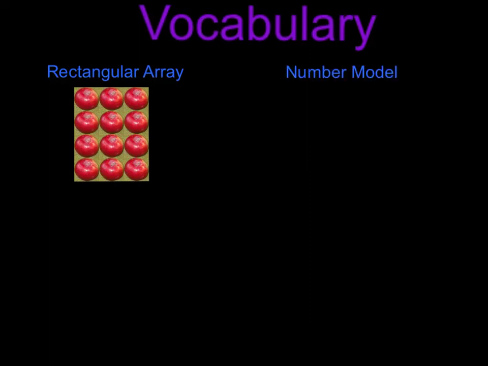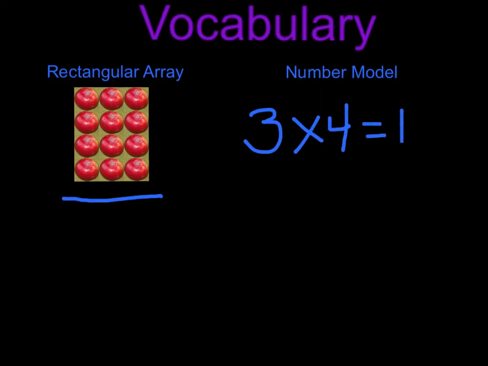Number model: a number sentence, expression, or other representation that models a number story or a situation. For example, a number model for this array would look like 3 times 4 equals 12. You notice that a number model has a symbol that tells you what operation you're doing and an equal sign that tells you what the answer is.